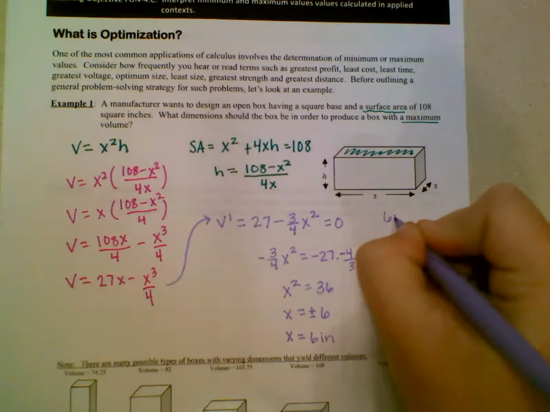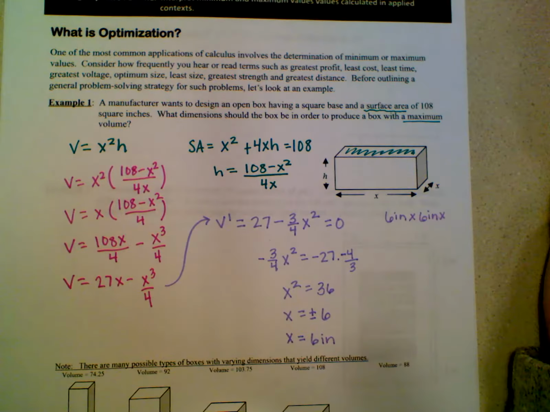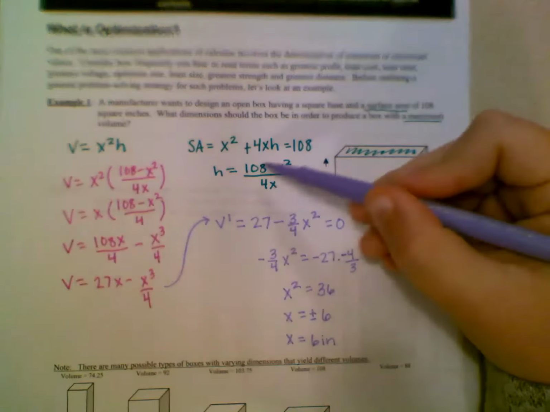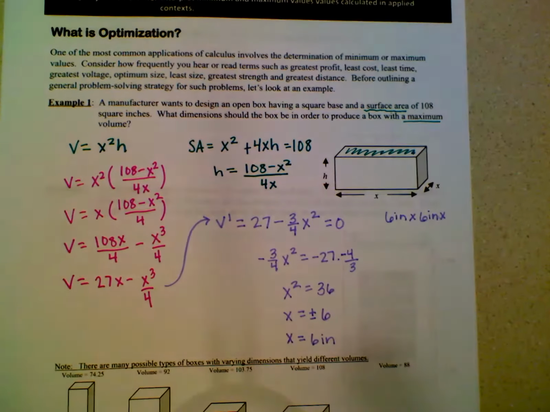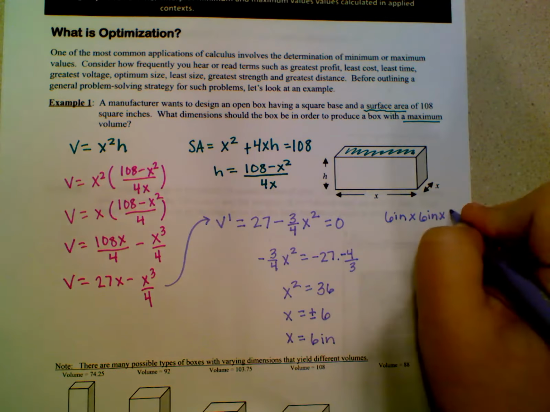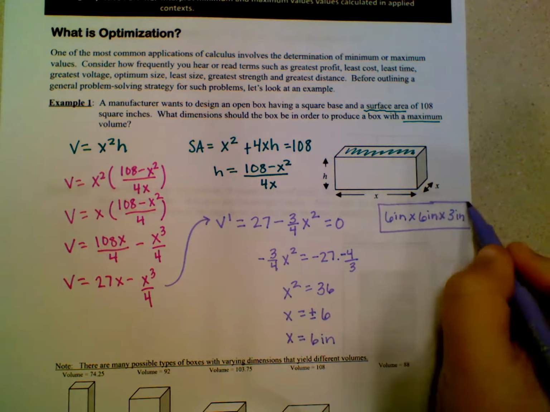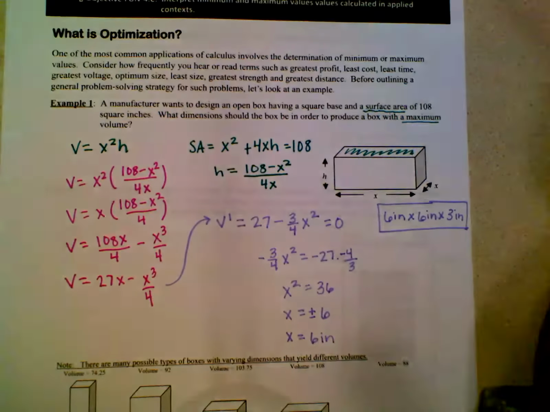So the box has to be 6 inches by 6 inches, that's x by x, by the height. And to find the height, you can go back and plug the 6 in here and find the height. So that would be 108 minus 36 divided by 24. And so the height is going to be 3 inches. So the dimensions of the box are 6 by 6 by 3. That will give us the max volume and still have a surface area that is 108.